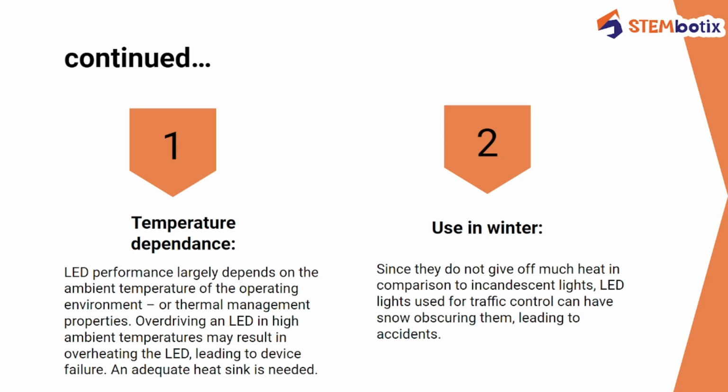Use in winter. Since they do not give off much heat in comparison to incandescent lights, LED lights used for traffic controls can have snow obscuring them and leading to accidents. Meaning they do not give off much heat, and because of that the usage of LEDs in traffic control lights during a wintry or snowy season can lead to accidents because of their obscuring nature.